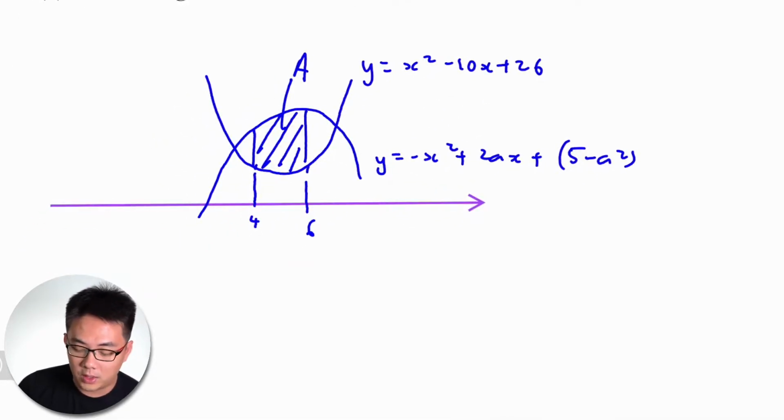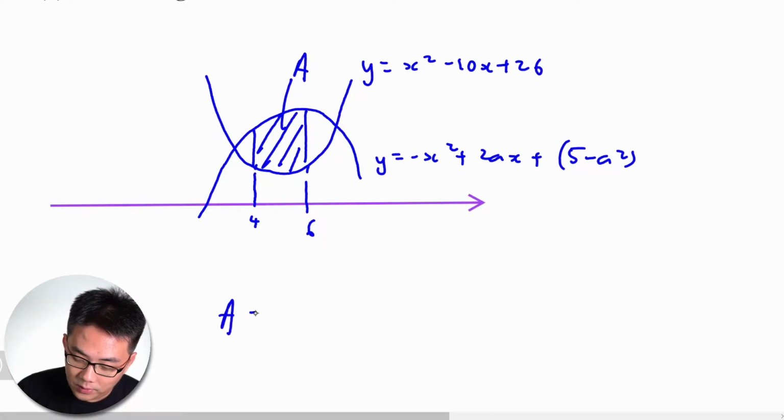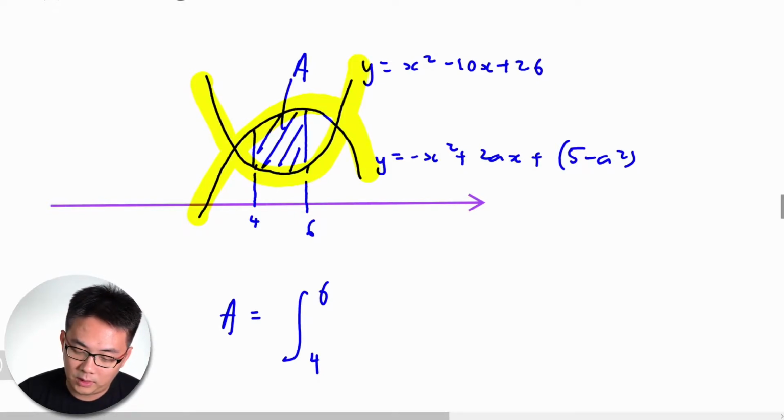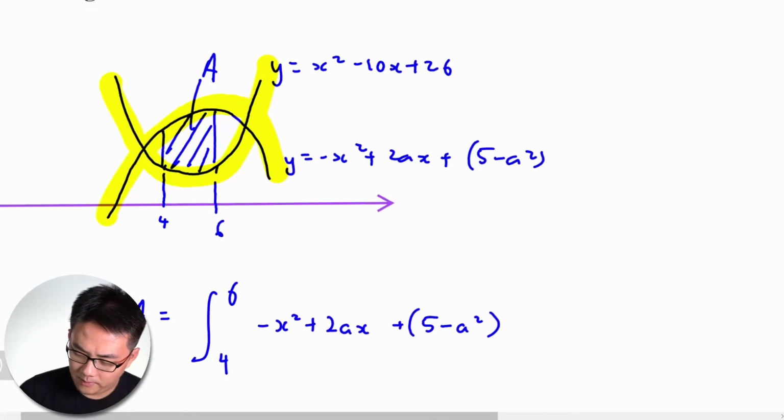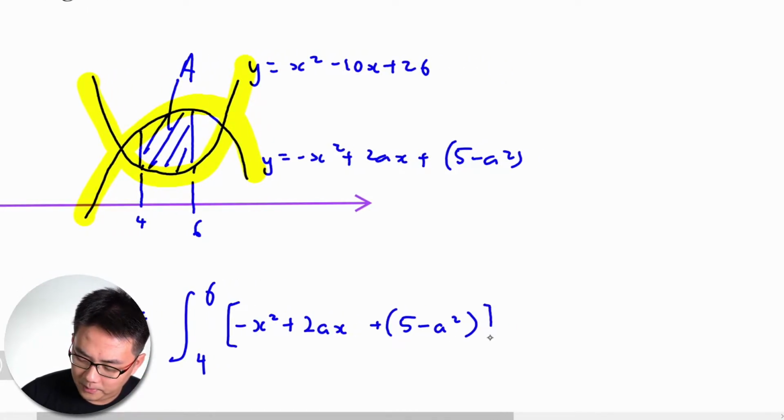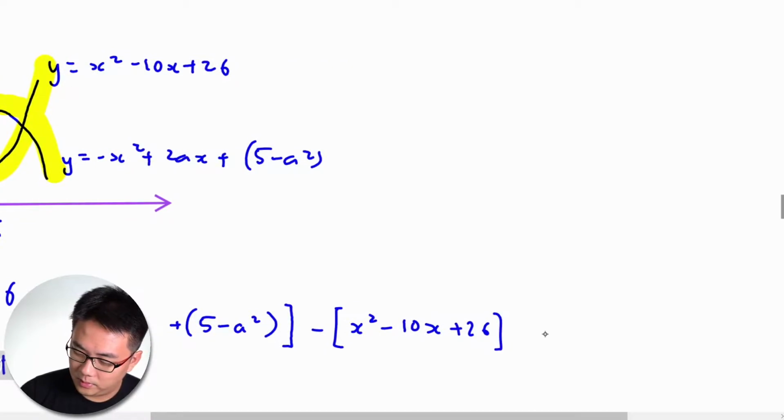I think this is pretty okay. First of all, this is an area problem. To find the area, A will just be the top minus the bottom. So this top curve minus the bottom curve. That's about it. What we're going to do is take minus x squared plus 2ax plus 5 minus a squared, then minus of x squared minus 10x plus 26. That's all. This is your A.